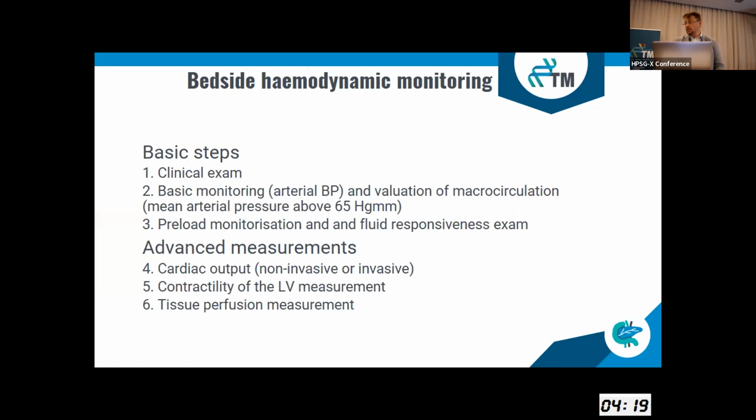Bedside hemodynamic monitoring consists of basal and advanced measurements. Basal steps are clinical examination and invasive arterial monitoring of the patients. You must keep the mean arterial pressure above 65 millimeters of mercury. And the last is preload monitoring and fluid responsiveness exam. Advanced measures are cardiac output measurements, contractility and left ventricle function measurements, and tissue perfusion measurements.